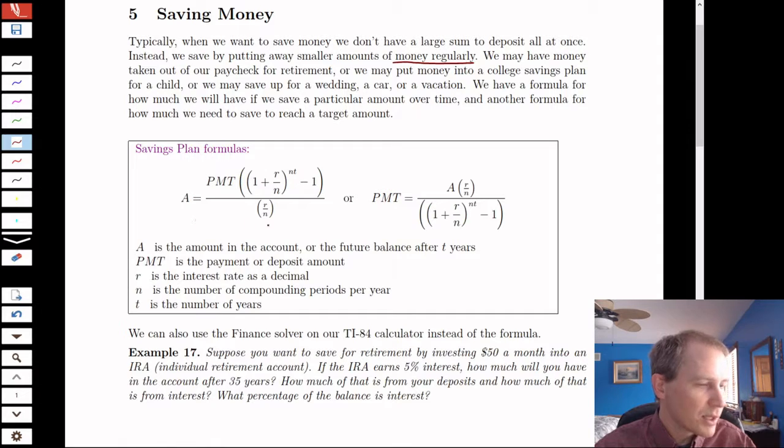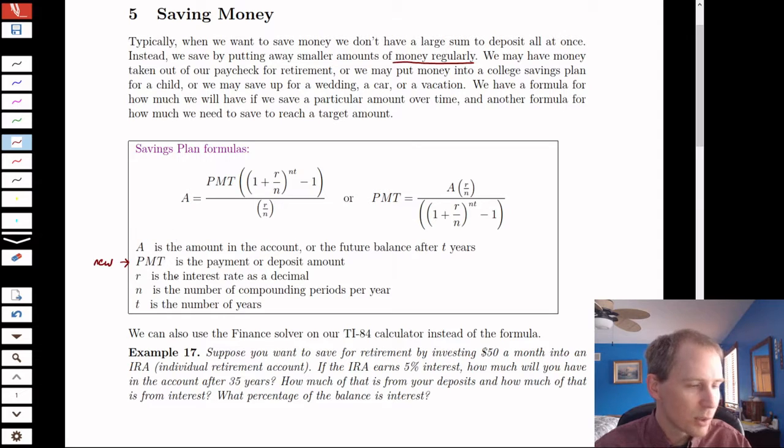And we have two formulas. It's really the same formula, just algebraically one of them is solved for A, if I want to know what the ending amount is, and the other is solved for this PMT variable that stands for payment. How much do I need to put in? What's my deposit amount or payment amount that I need to reach a certain goal? We're using a lot of the same variables that we had before, A, R, N, T, and this one is new, and that's just what our regular monthly payment is.